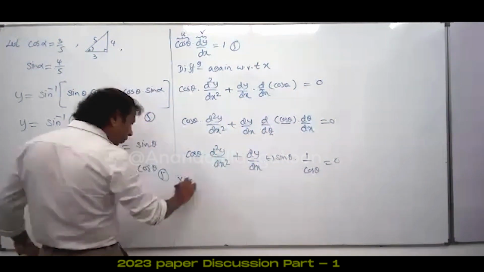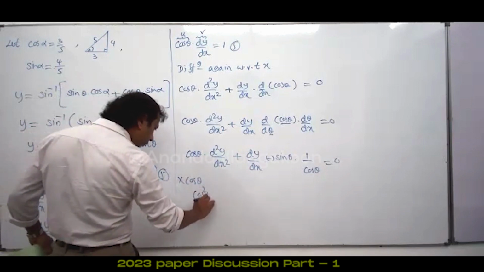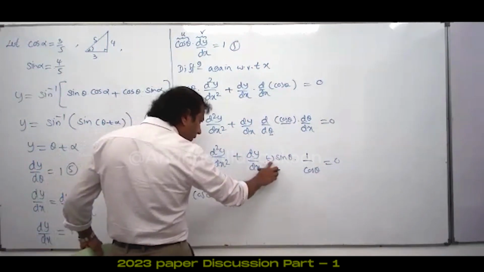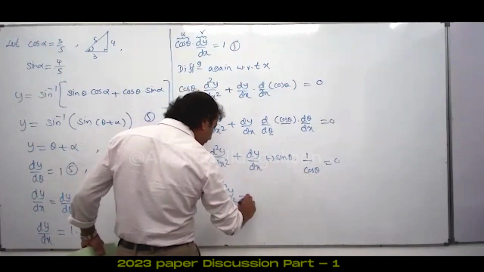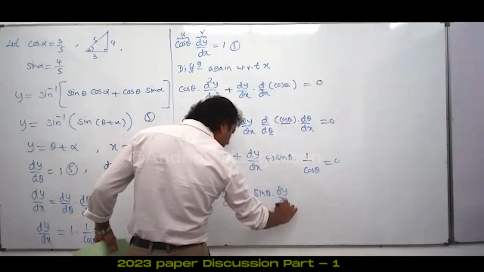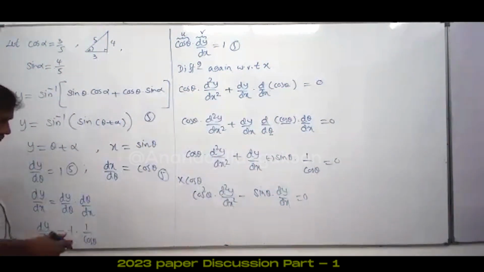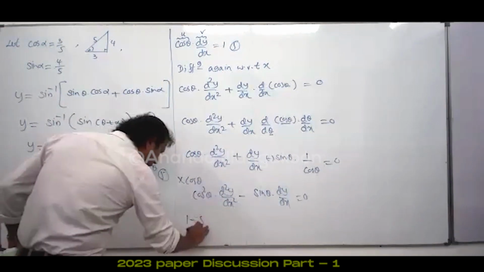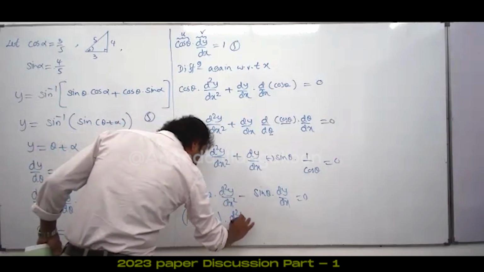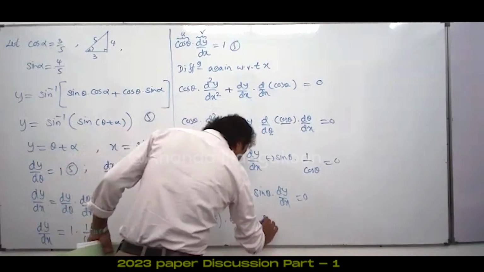Then multiply this throughout by cos theta. Then it is cos squared theta times the second derivative. Here this cos theta will cancel off, giving minus sin theta dy by dx equals 0. Now this cos squared theta I can write as 1 minus sin squared theta, d2y over dx2, and this sin theta I write at the moment like that.